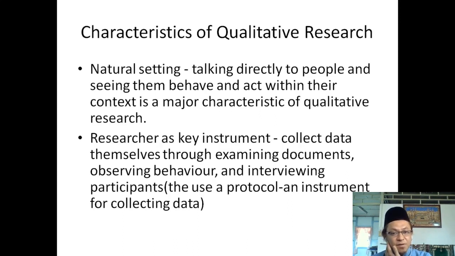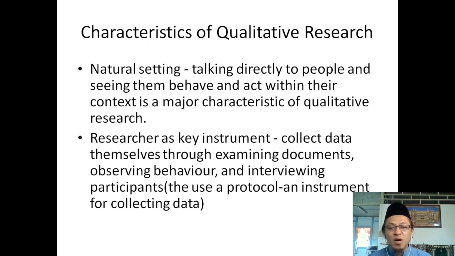Okay, now qualitative research, a natural setting. It has to be done in a natural setting, not an artificial setting. So you will see, observe the people in their workplace, in their homes. And you will talk directly with these people, interview them one-to-one or focus group, one-to-many. Observe their behavior, their action, in the context, in the place, in the workplace. So it has to be done in a natural setting.